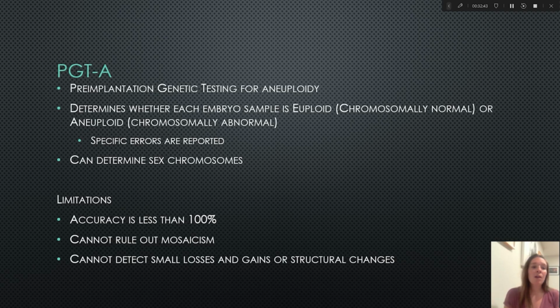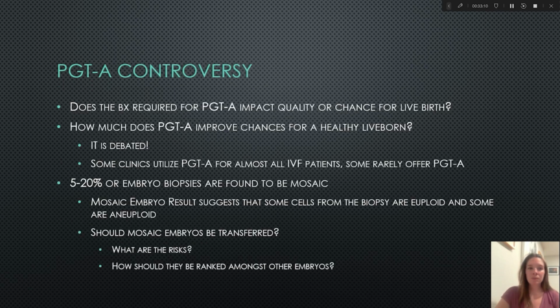And then finally, with PGT-A, you cannot detect small losses and gains. Typically, the threshold for PGT-A is about 10 megabases, or 10 million base pairs, and losses and gains smaller than that may not be observed. And because it is not making a karyotype or a picture of the chromosomes, you cannot see any structural changes utilizing PGT-A. Now, PGT-A is not without controversy.